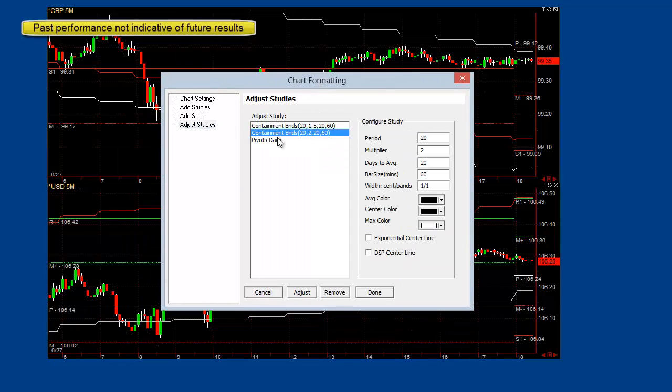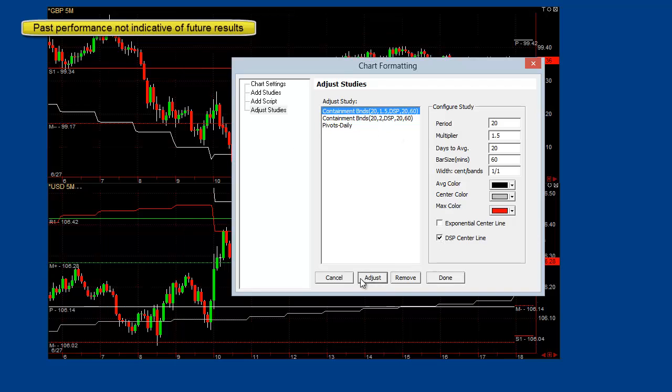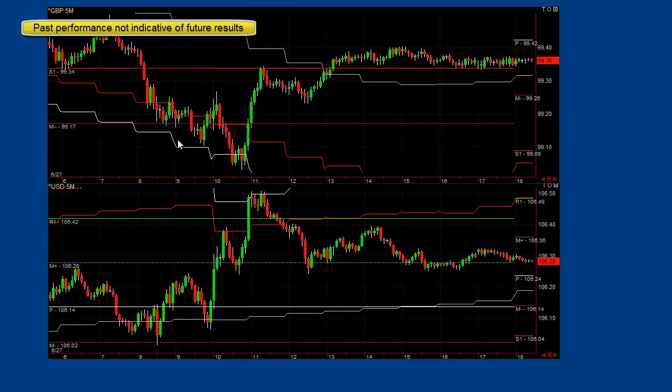The DSP one is much faster and it tends to be a little bit farther away. As I click that DSP line here, it's probably going to get wider. In fact, you can see it's much wider. These are the ones I actually use to trade with. So this is an area where it's likely to find support and reverse.